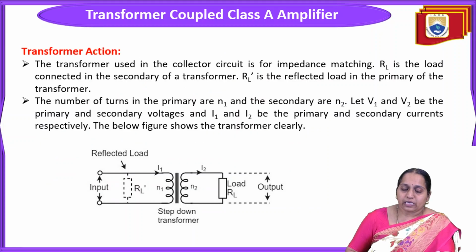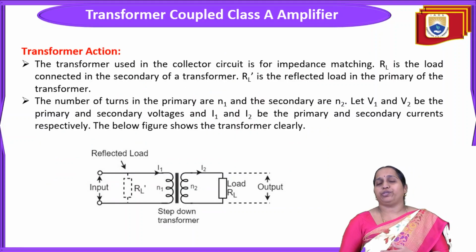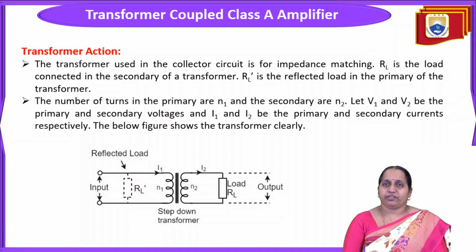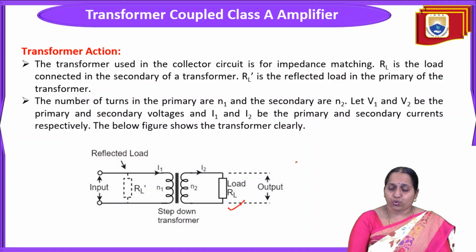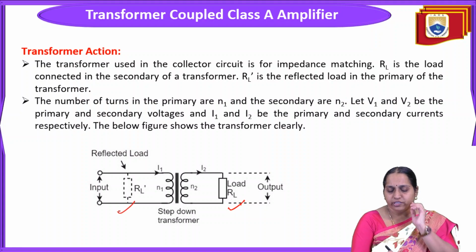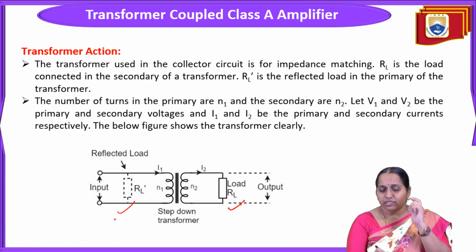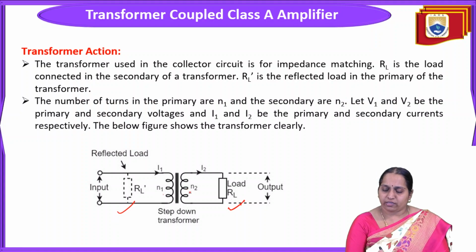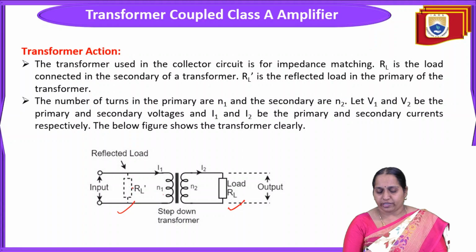Now, transformer action. Before going into detail about the efficiency of the transformer coupled class A amplifier, first we shall have a few basics about transformer action. The transformer used in the collector circuit is mainly for impedance matching. RL is the load connected in the secondary of the transformer. RL dash is the reflected load in the primary. The number of turns in the primary is N1, and in the secondary it is N2. Let V1 be the voltage developed across the primary and V2 the voltage across the secondary, and I1 and I2 the primary and secondary currents.